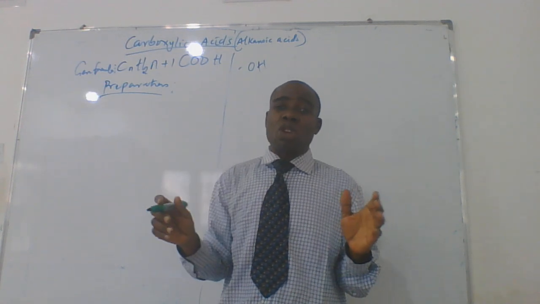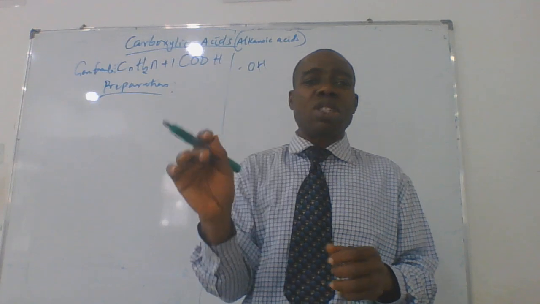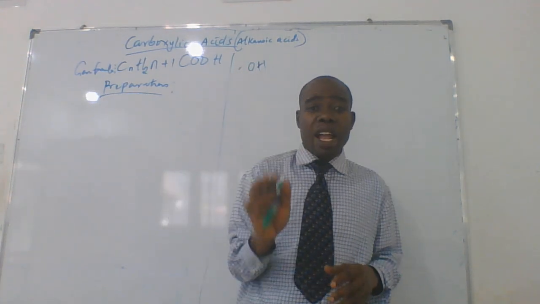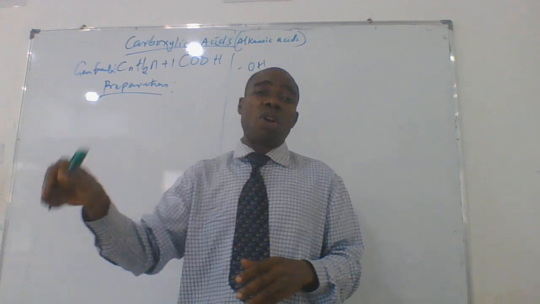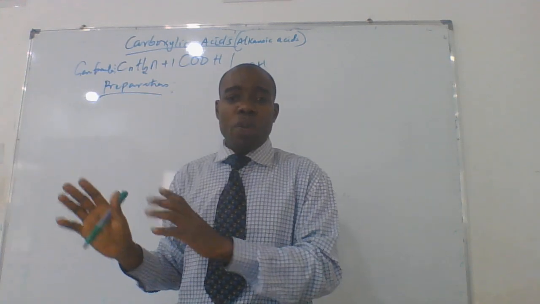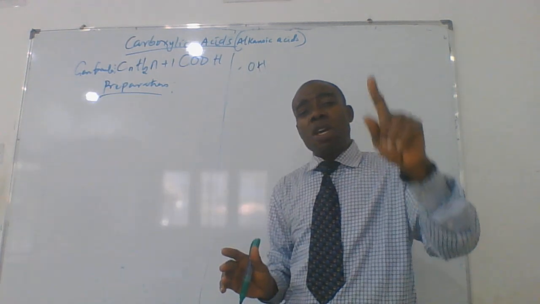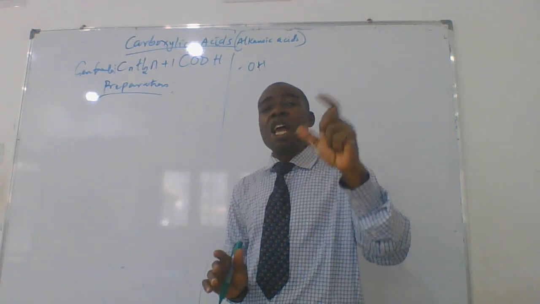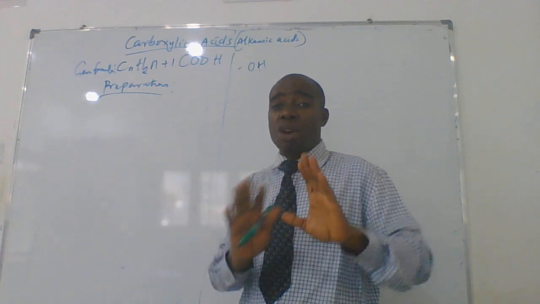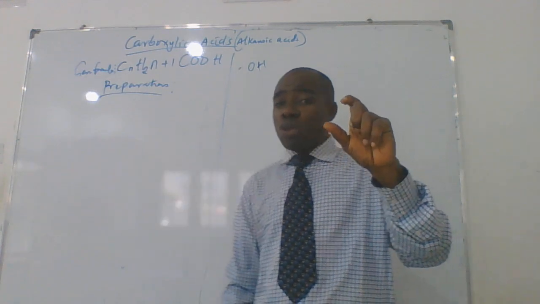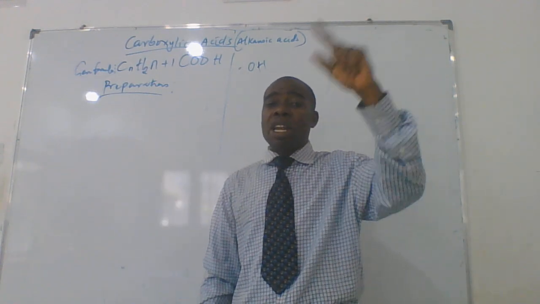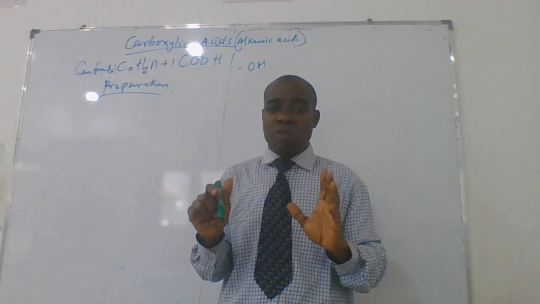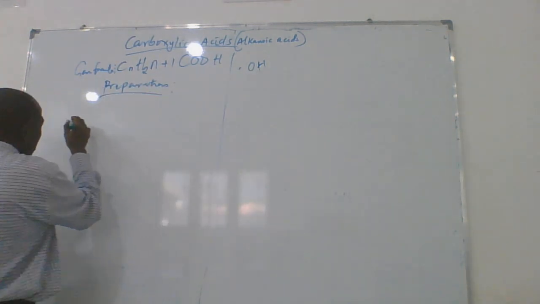Then what are primary alkanols? Primary alkanols are the alkanols that have just one alkyl group attached to the carbon carrying the functional group. And this carbon carrying the functional group is going to carry two hydrogen atoms. That helps you to easily identify primary alkanols: two hydrogen atoms attached to the carbon carrying the OH functional group. Don't forget.